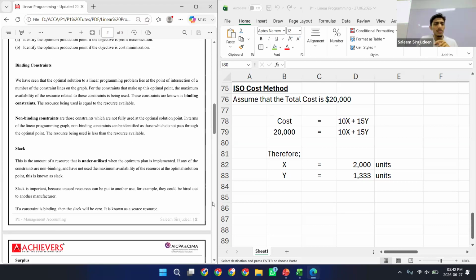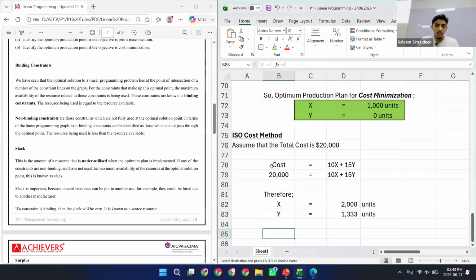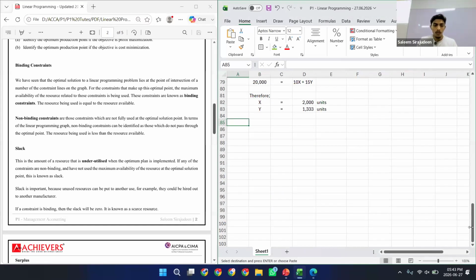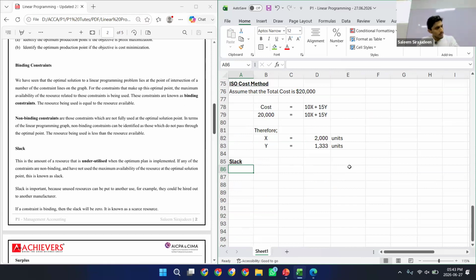For the slack, write this question. Using the information in question 2, calculate the slack for each department.